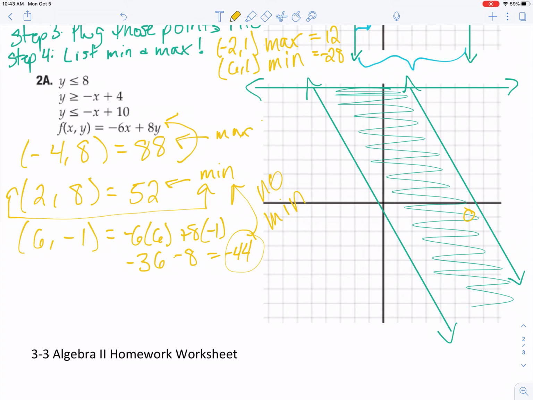So my answer on this one would be my maximum is at negative 4, 8, and it equals 88. No minimum.